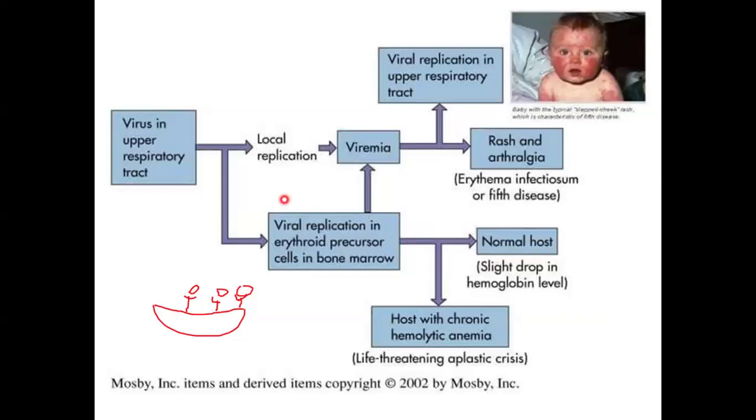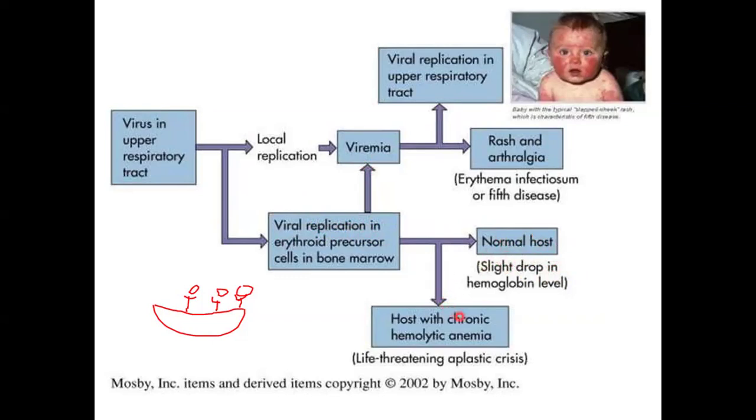So here, can you see the point of replication? So that is where the replication is occurring. When viremia occurs, as you can see at this arrow, in a normal host there'll be a slight drop of hemoglobin level. The normal HB level, or hemoglobin level, is usually 12 to 16 in females, and 13 to 18 in males. So if you're normal, there'll be a slight drop in hemoglobin level.